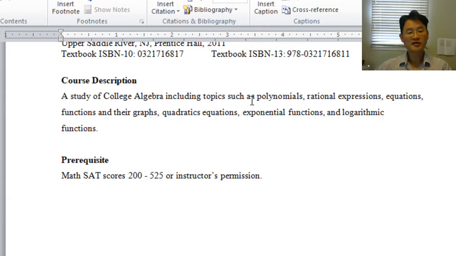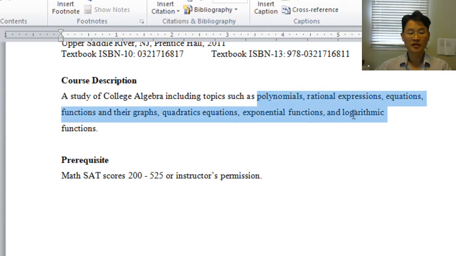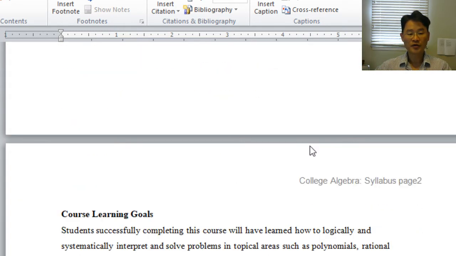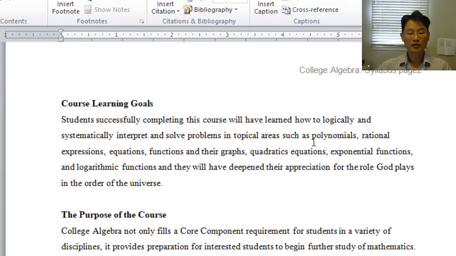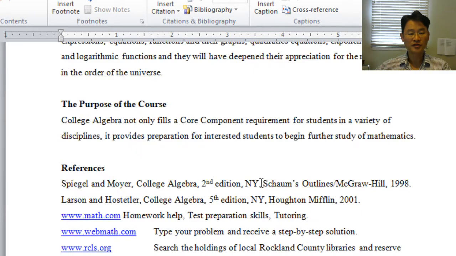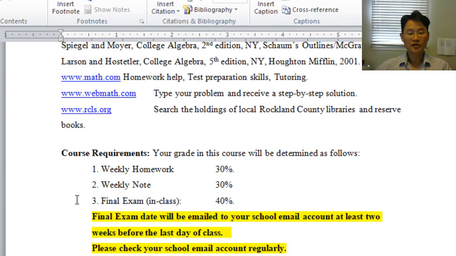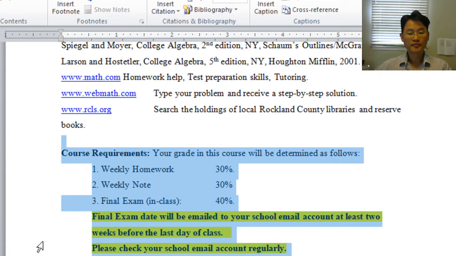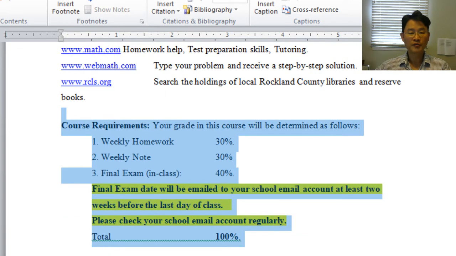Now, basically this is the algebra course. We're going to touch upon several topics listed in here. Polynomial, rational expressions, equations, functions, and graphs, and quadratic equations, and exponential and logarithmic equation. A little bit of that as well. Now, you can definitely read through this carefully, but let me just highlight some of those important information. Now, this part right here is pretty important. This is going to be our course requirement.